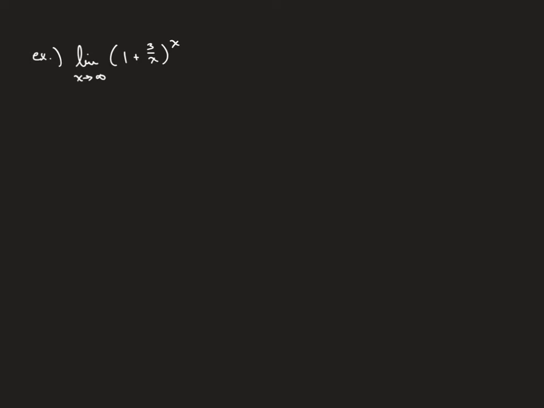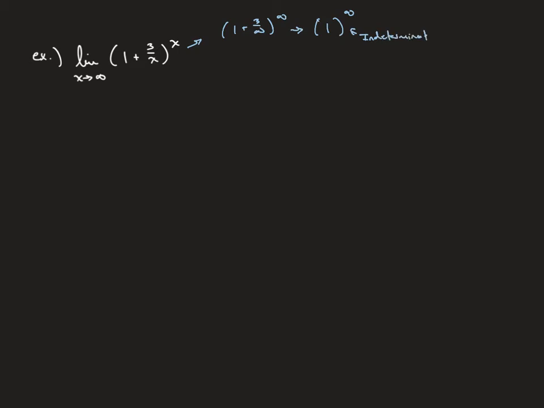We are taking the limit of this function right here as x approaches infinity. Let's go ahead and try some direct substitution by plugging in infinity for our x's. We're going to get 1 plus 3 over infinity, all raised to the power of infinity, which gives us 1 plus, 3 over infinity is 3 divided by a huge number, which is 0, with our limit. So 1 to the power of infinity, which is indeterminate.